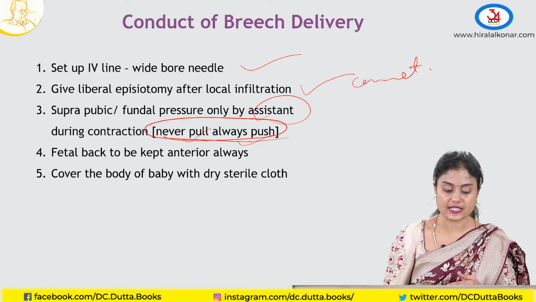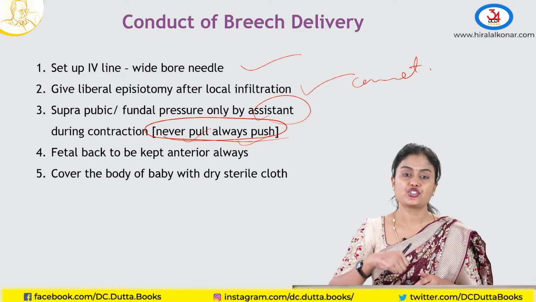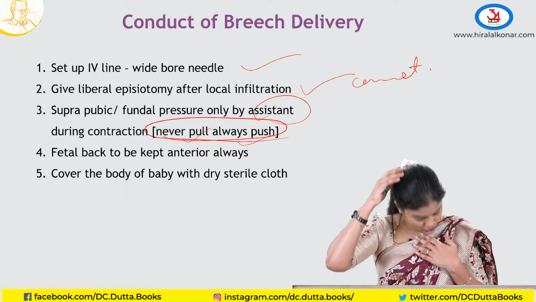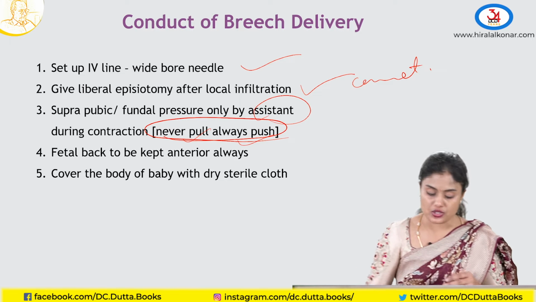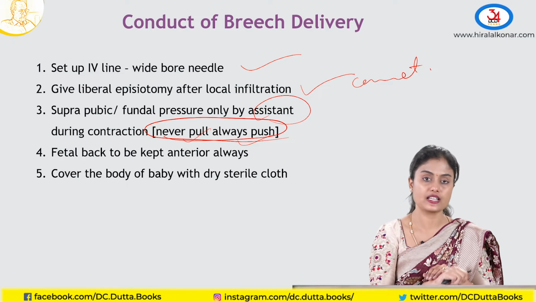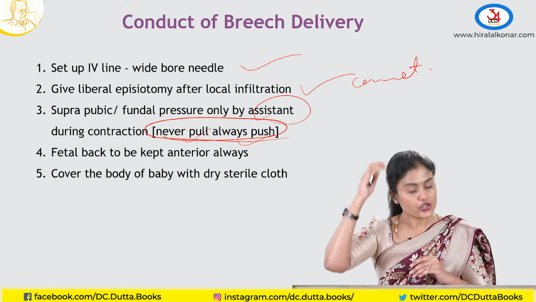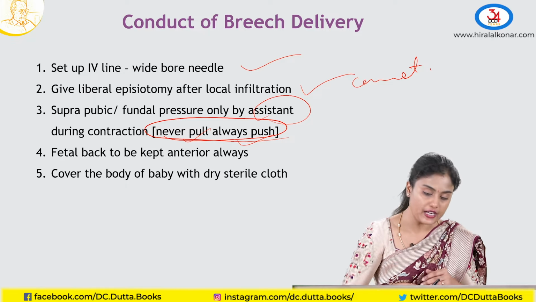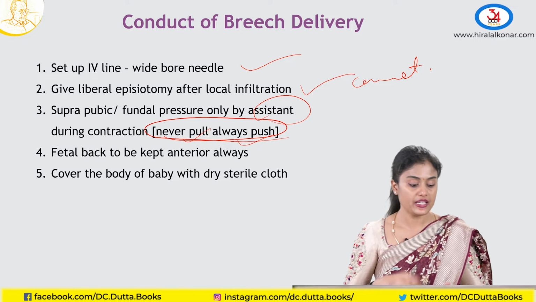When the obstetric assistant gives suprapubic pressure, it should be in such a direction that the head goes into flexion and not in the opposite direction. If you give it the other way, what happens? The head will go for extension. You should give it over the occiput so that the head will go into flexion and delivery will be easier.